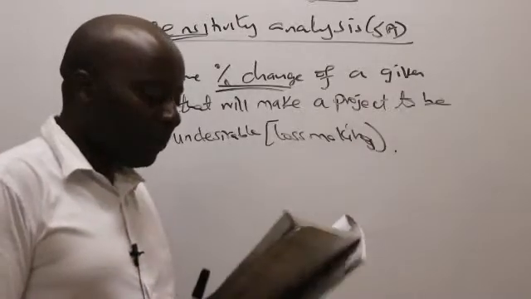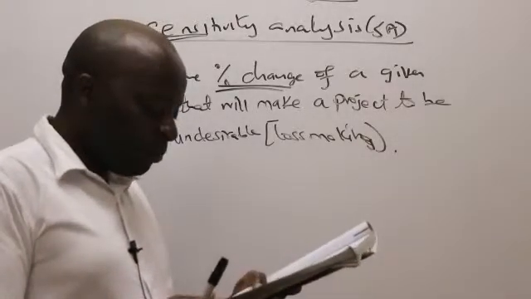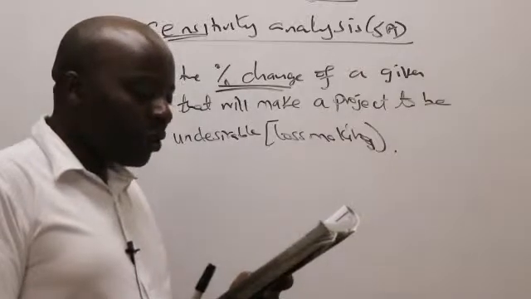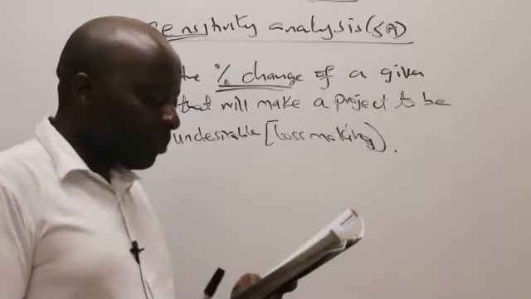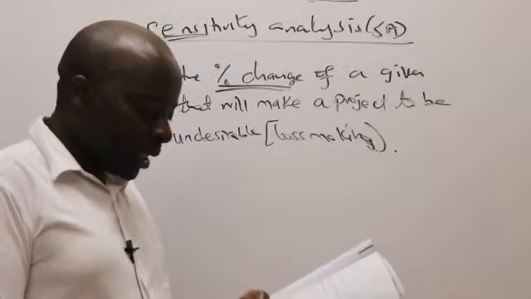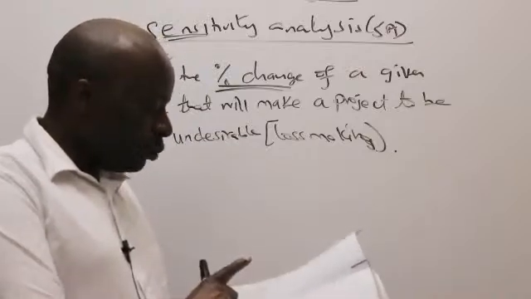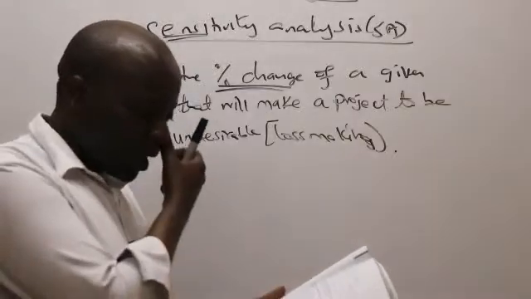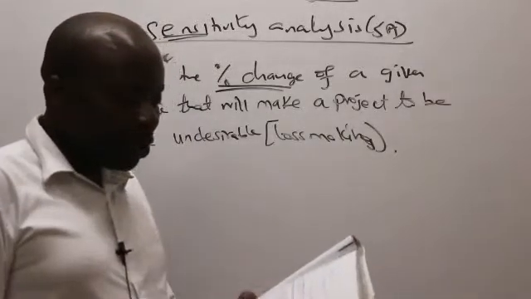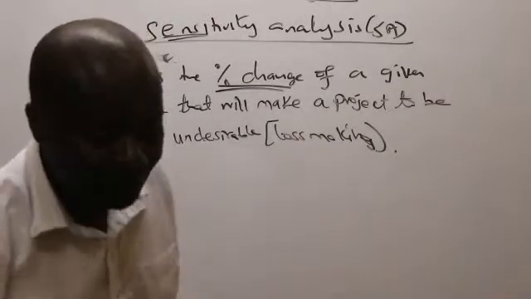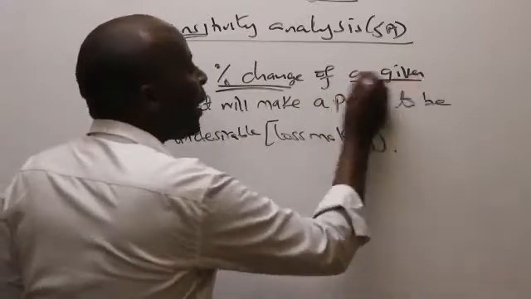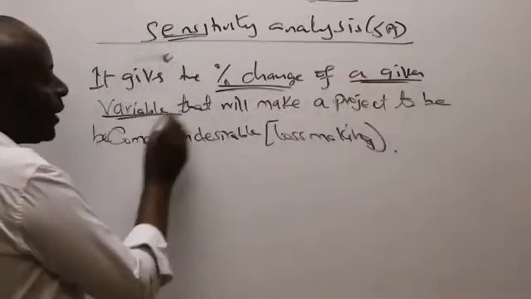It even has wording. Here it tells us to compute the percentage change required in each of the following factors for the project to be rejected. For the project to be what here? Rejected. And the first one is the initial cost of the equipment. So remember here, in sensitivity analysis, we normally target one variable at a time.